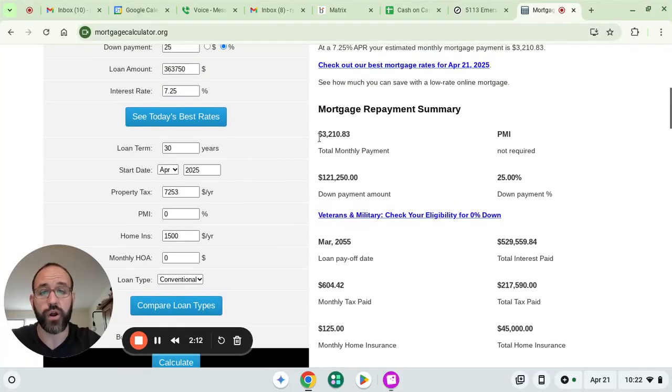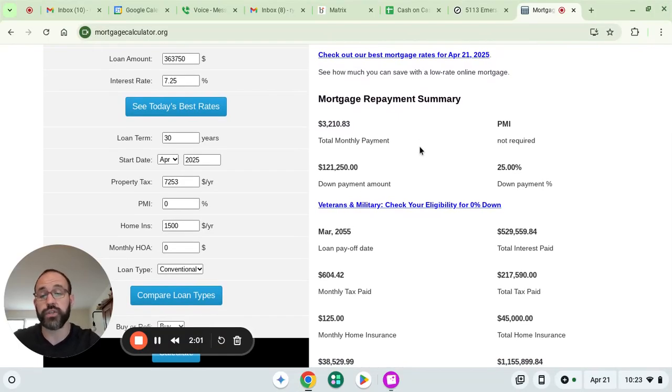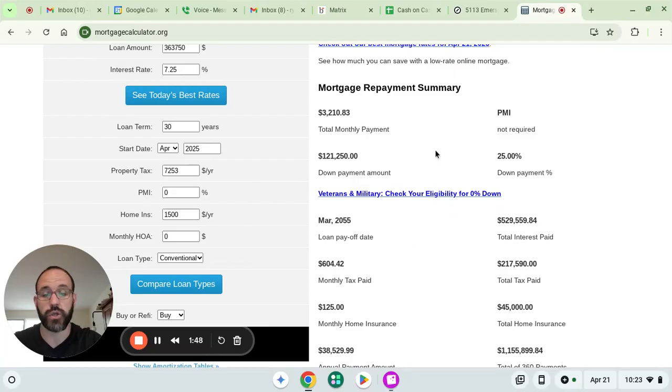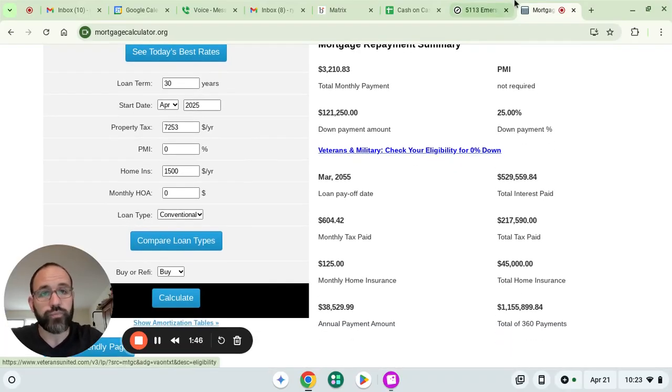As you can see over here on the right, this spits out for us a monthly mortgage payment of $3,210.83. So that amount is going to be less than the amount that you are renting out the house for, which is great. You're cash flow positive to the tune of almost $300 a month. And many investors would take that.